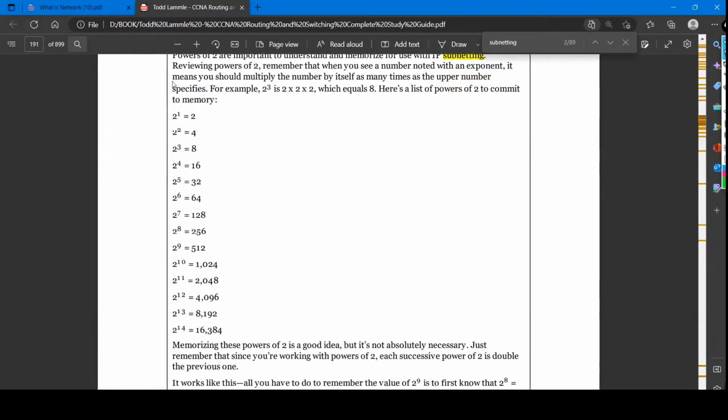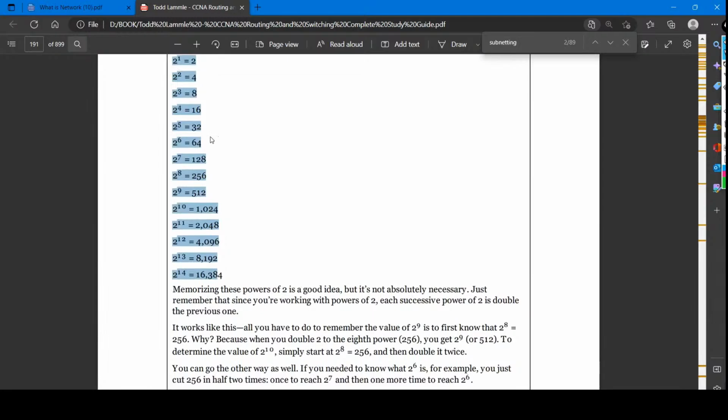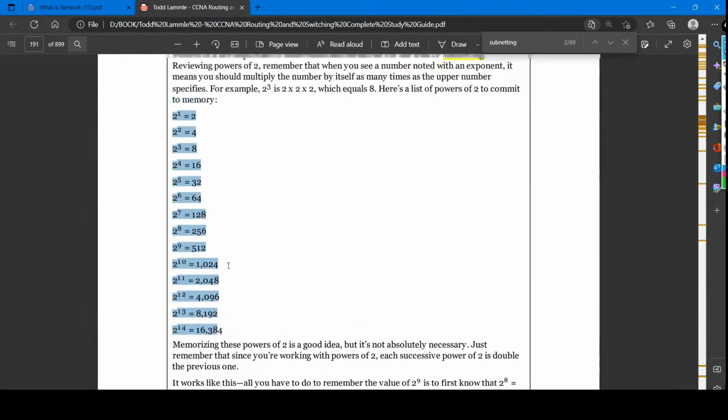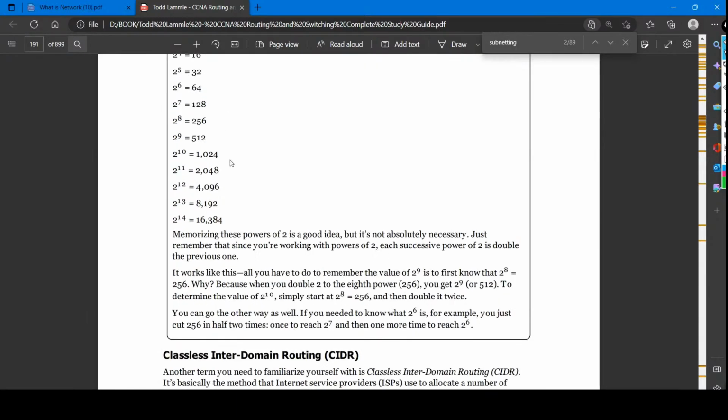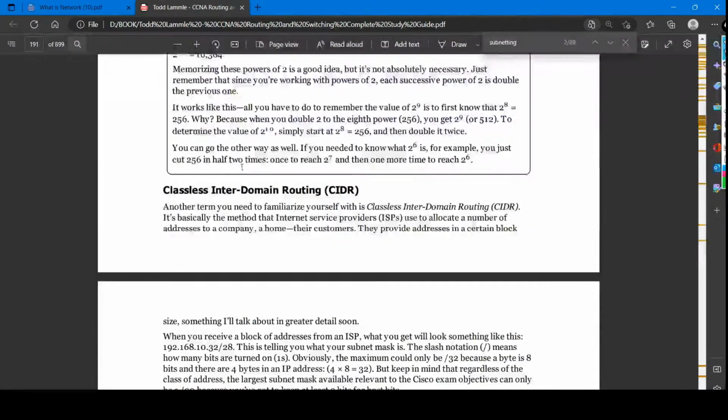So these are some values that you need to keep in mind to solve binary to decimal or decimal to binary. Prabhuji, is this the Todd Lammle book or the Wendell Odom book? Todd Lammle, yes. Great book to learn subnetting. Great book for the CCNA exam as well.